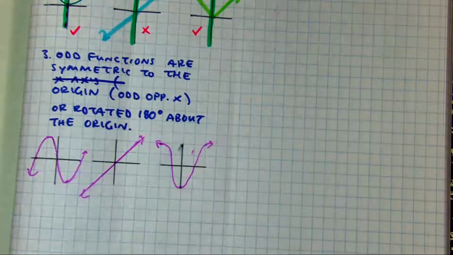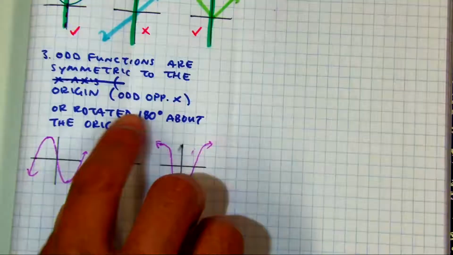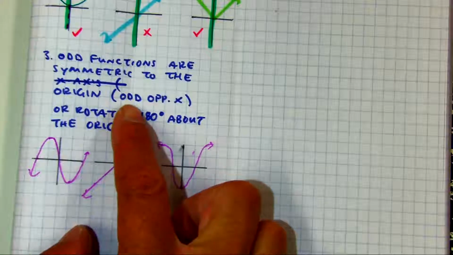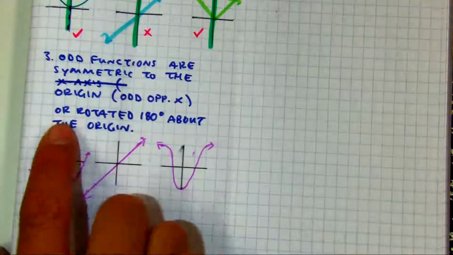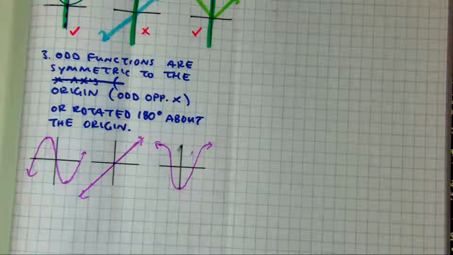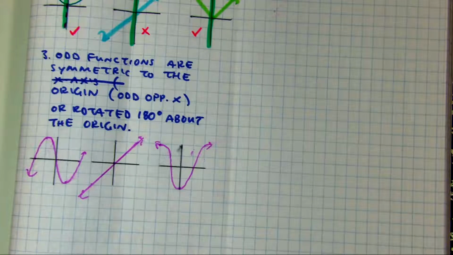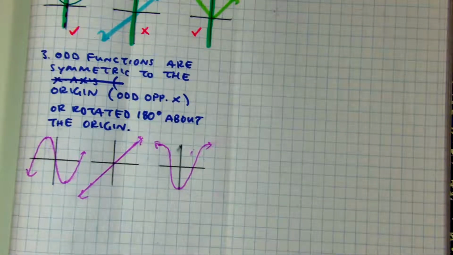Odd functions are symmetric to the origin, and my silly trick is called odd opposite x, odd op x, or you can rotate it 180 degrees about the origin. Or another way of saying it is kind of like folding it corner to corner.